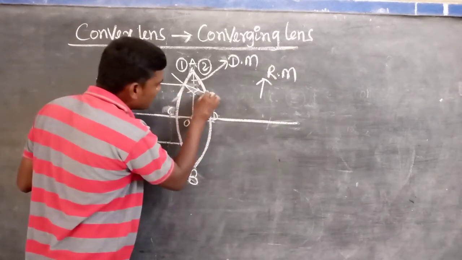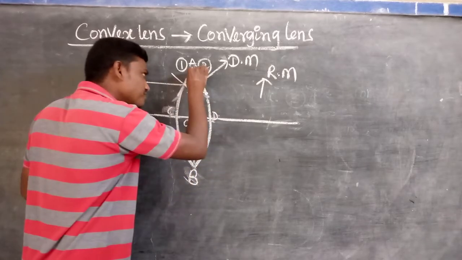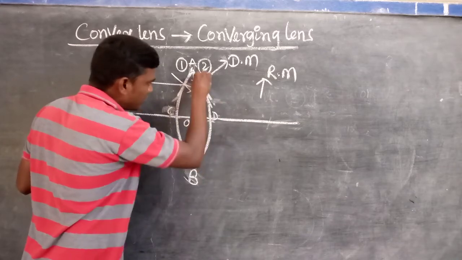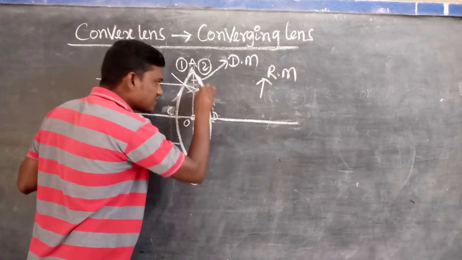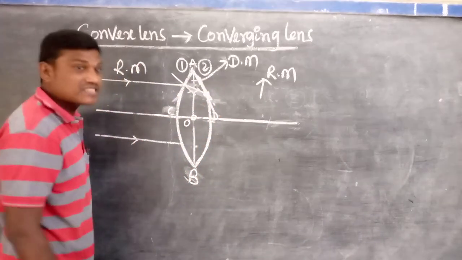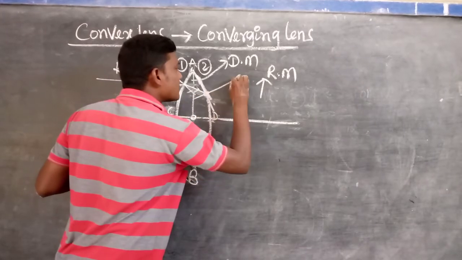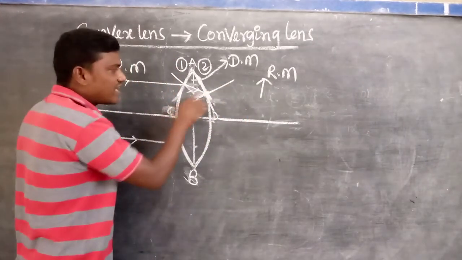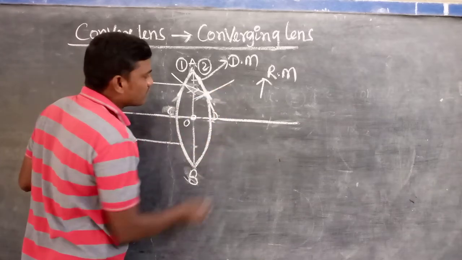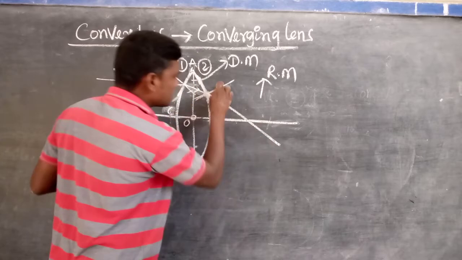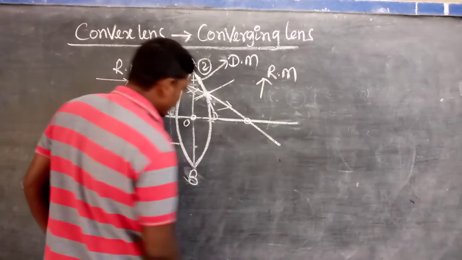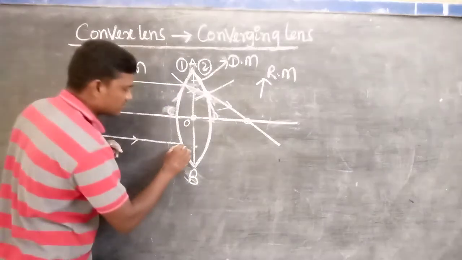Again, for this point we draw a normal. This is the tangential line passing through the point, representing the refracting surface at this point. For this one, we draw the normal. If the light travels from denser to rarer, it does not bend towards the normal. It moves away from the normal, like this. Same phenomenon we are observing.